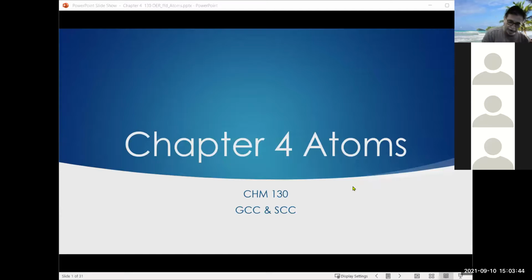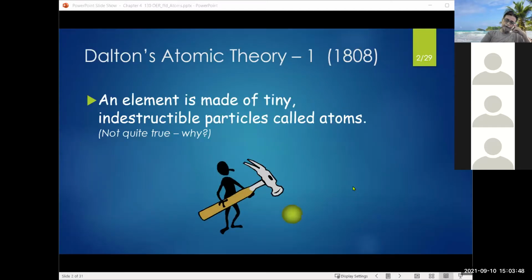All right, so this brings us to chapter 4, where we're going to talk about atoms. Okay, now we're getting back into chemistry. And we have to introduce a little bit of mathematics. Not too bad. So this model that we have, this modern model, really got its start back in the 1800s.